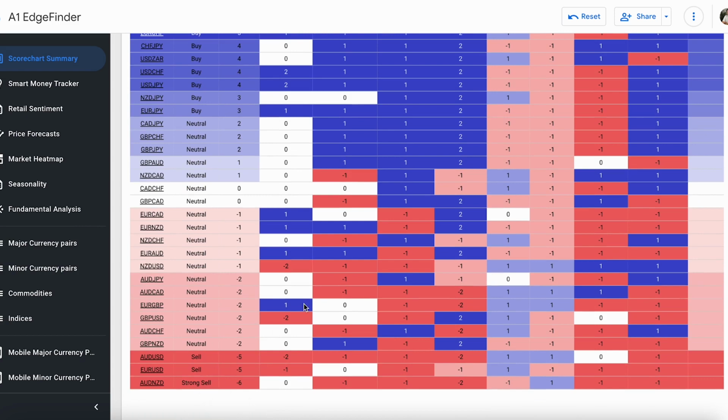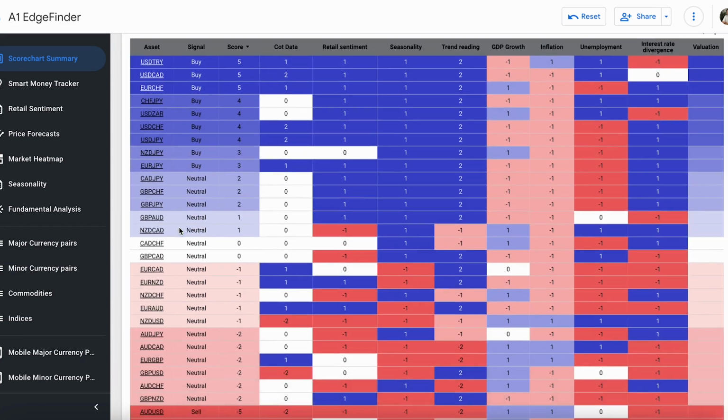We have a few sells here, some buys up here, and a lot of neutral pairs, including all of our pound pairs.